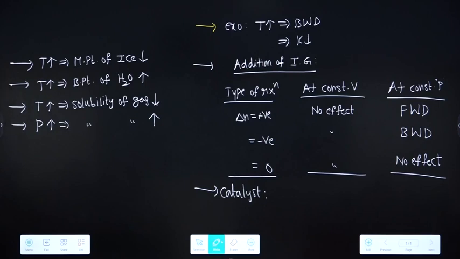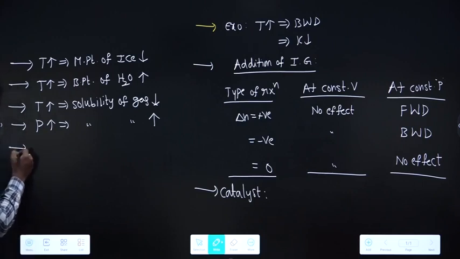Solubility of solid depends on whether it is endothermic or exothermic. For a solid in liquid, if it is endothermic, as temperature increases, solubility increases. If it is exothermic, as temperature increases, solubility decreases.